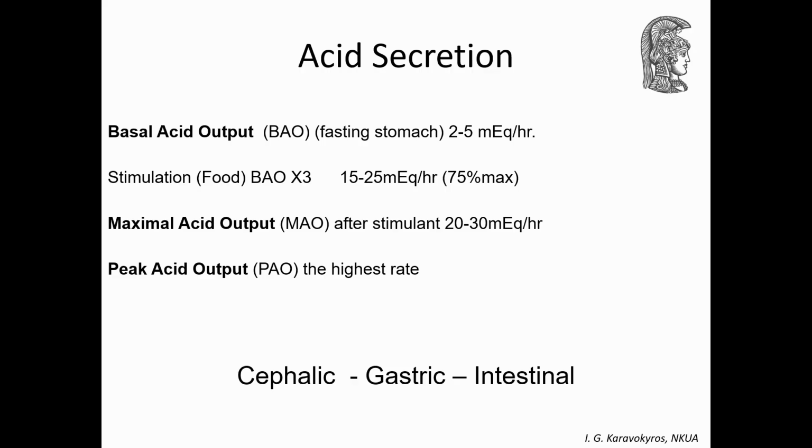Maximal acid output, MAO, is the total acid secretion after administration of a gastric stimulant that cannot be increased by higher doses. Peak acid output, PAO, is the highest rate of gastric acid secretion that can be achieved after injection of a gastric stimulant. Traditionally, we classify acid secretion into 3 phases.